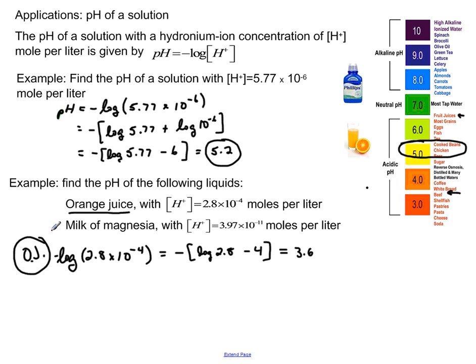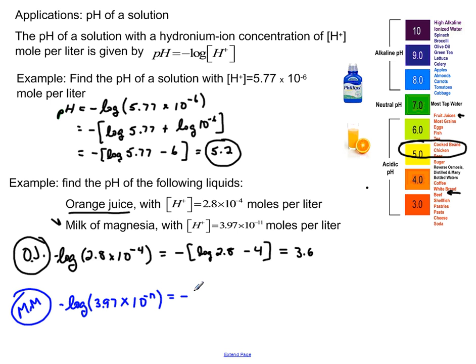How about milk of magnesia? What is milk of magnesia? Well, people sometimes take this as a medicine to prevent cramps. What kind of thing have we got right here? Well, let's put that milk of magnesia right here and see what's going to happen. In this case, let's take our negative logarithm of the quantity 3.97 times 10 to the negative 11th and see what's going to happen when we work out this value.